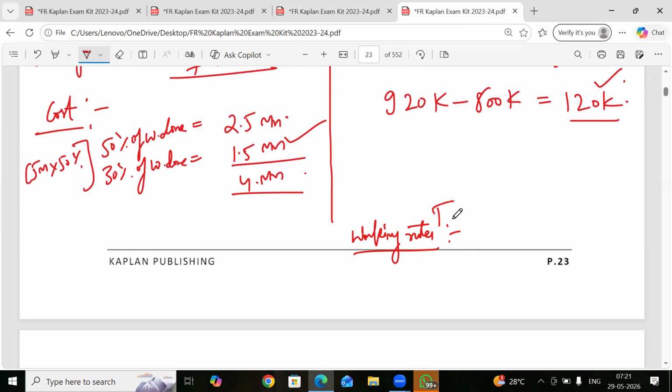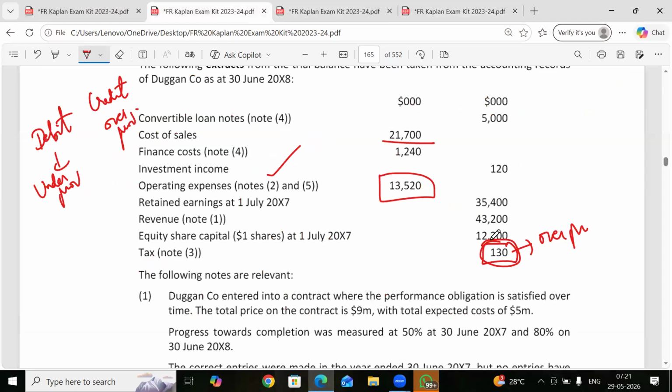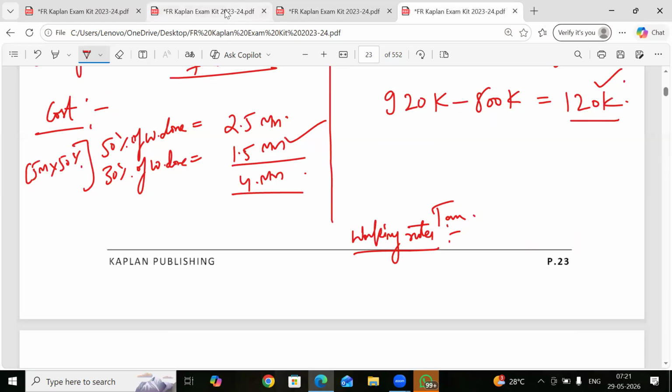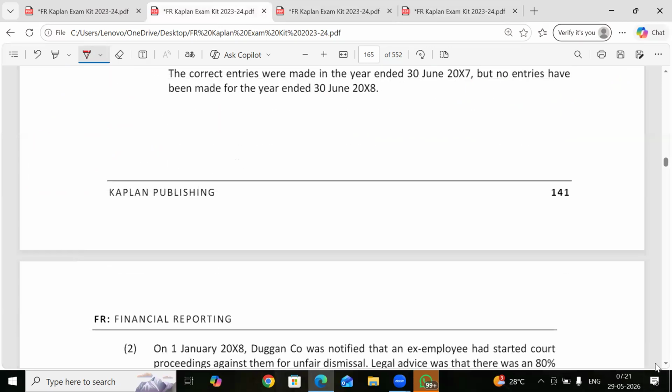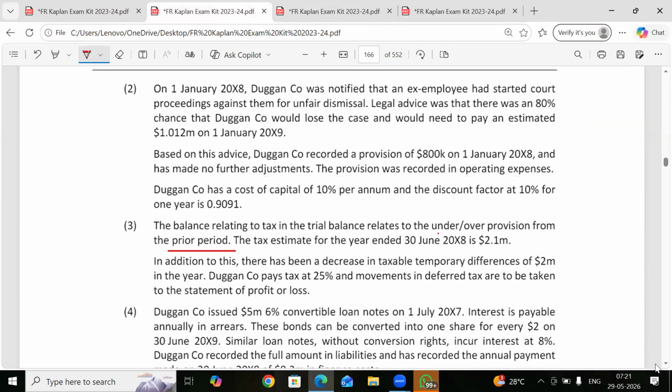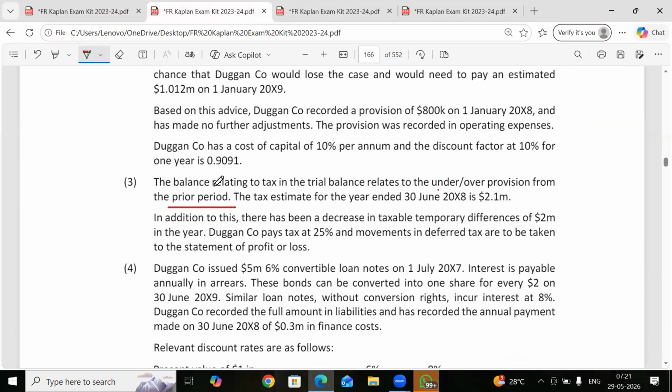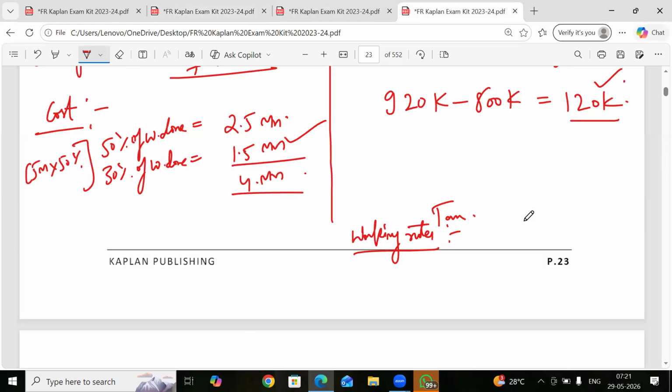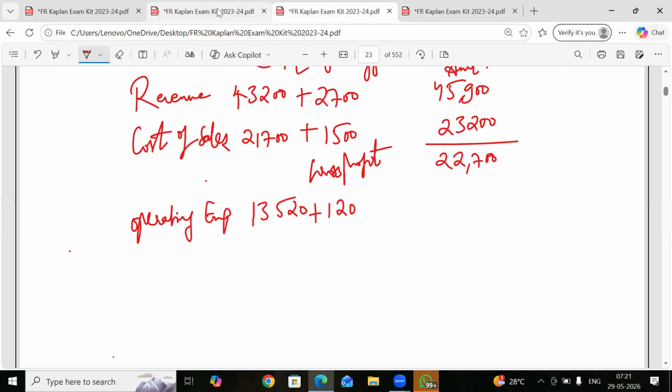Working notes with respect to tax. So what they have given, 130. But this year the tax estimate is how much? The balance relating to tax in the trial balance relates to under or over provision from the prior period. The tax estimate for the year ended is 2.1 million. Current year estimate of tax. Then the over provision of the previous year, which we saw right now, 130, right?